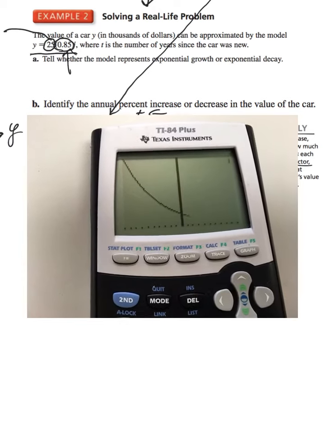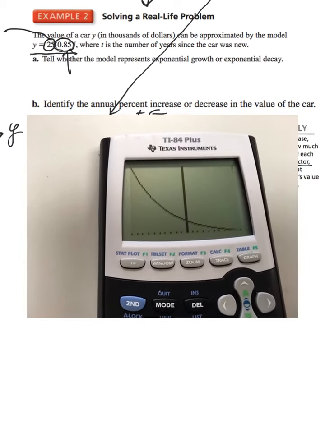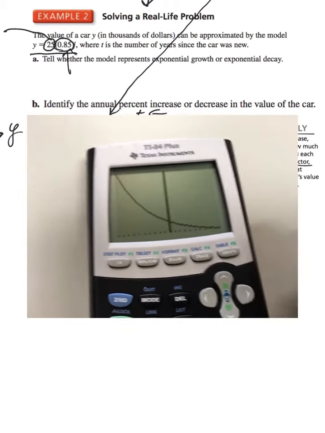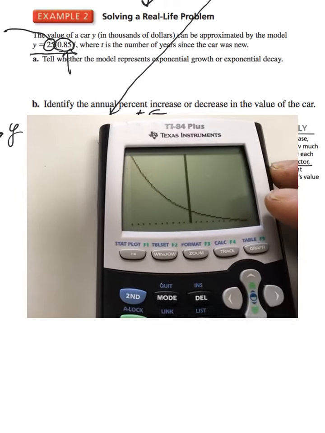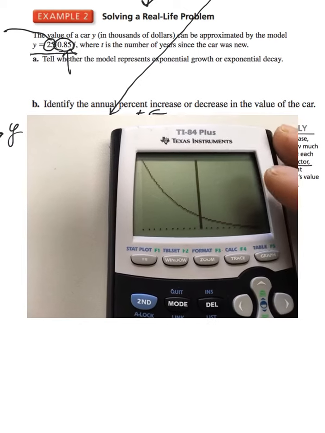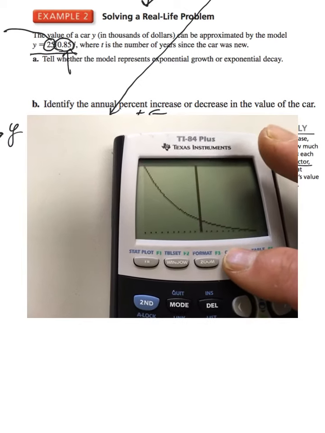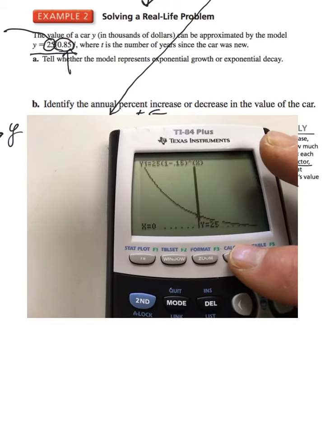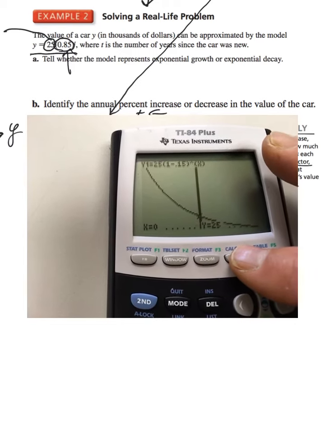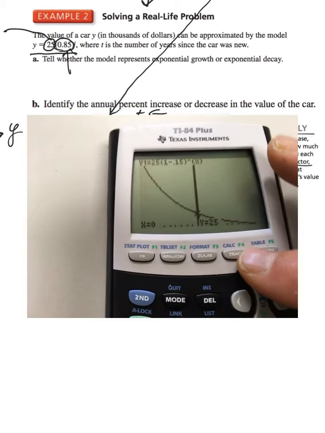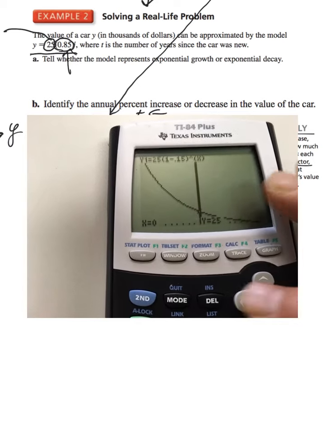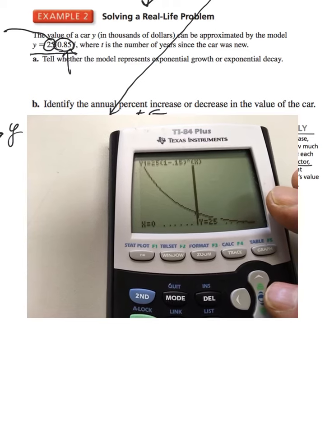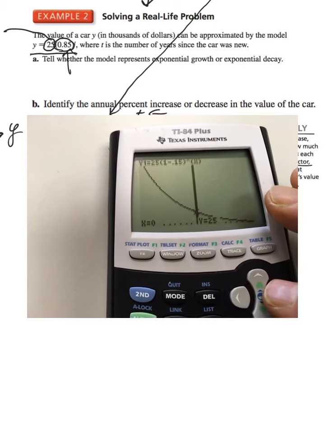So from here, what I want to do is find out, in this case, x is the number of years. So the x-axis is the number of years. What I'm going to do to find out the answer to the question about when it is going to be worth 8,000 is just use the trace button. And right now, the trace button shows me at x equals 0 years. It's showing me the present value of the car.